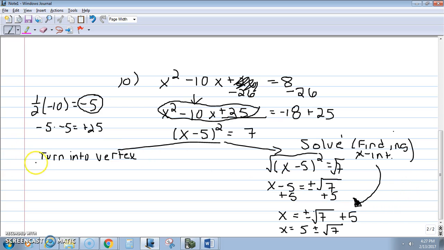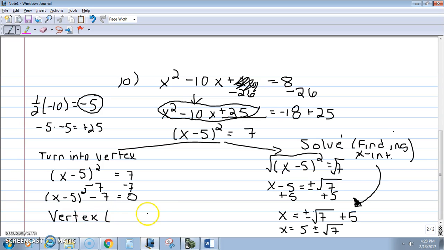Okay? Turn it into vertex form just means I have to get the 7 to the other side. So if we take it from here, x minus 5 squared equals 7. Subtract 7 from each side. We have x minus 5 squared minus 7 equals 0. So what's my vertex? If you bring me up something with the vertex, again, a candy. Now, I guess it would be possible for you to get 2 pieces of candy here.